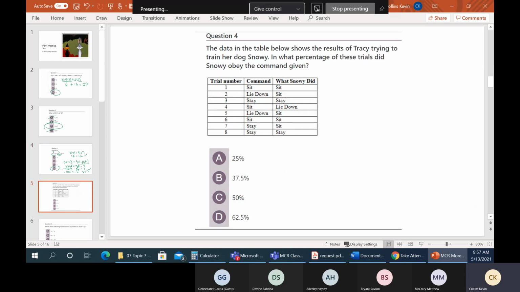Okay, so the data in the table shows the results of Tracy trying to train her dog Snowy. It says, in what percentage of these trials did Snowy obey the given command? So what percentage did Snowy get right? That's what we're looking for based on the chart. So check it out and then we'll talk.